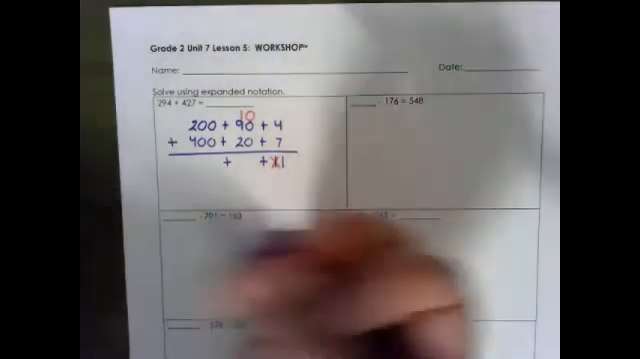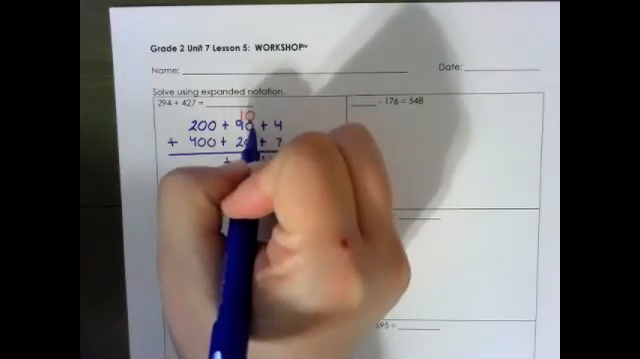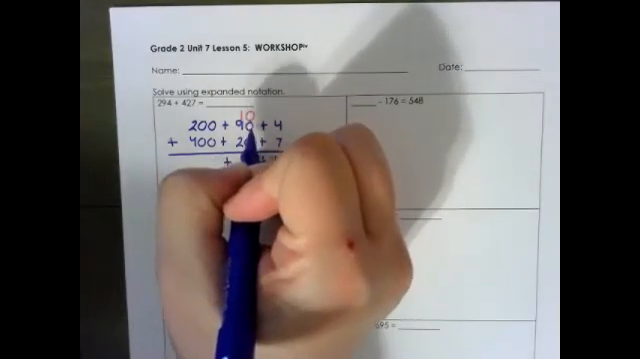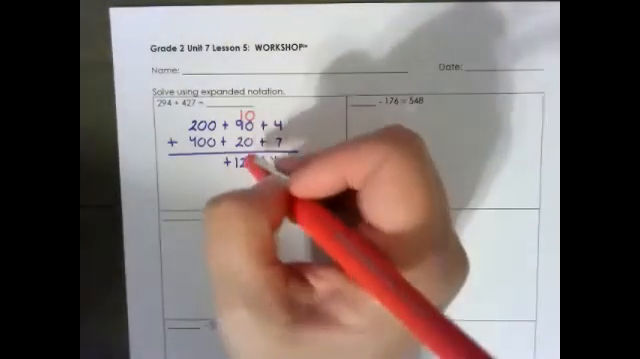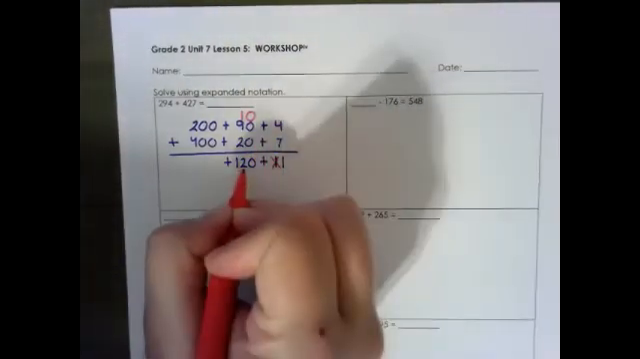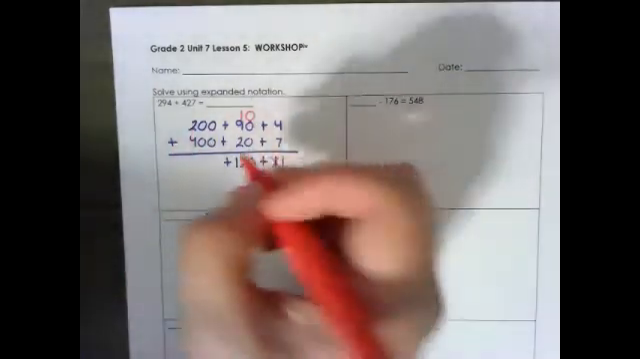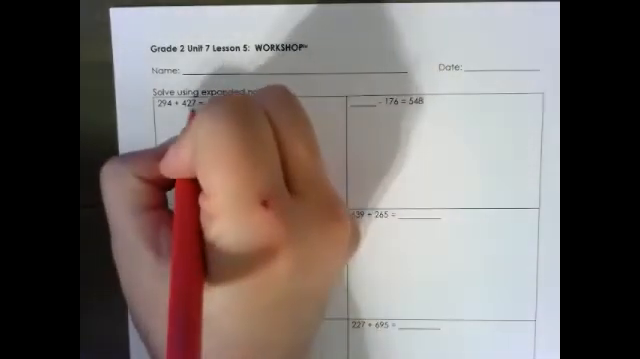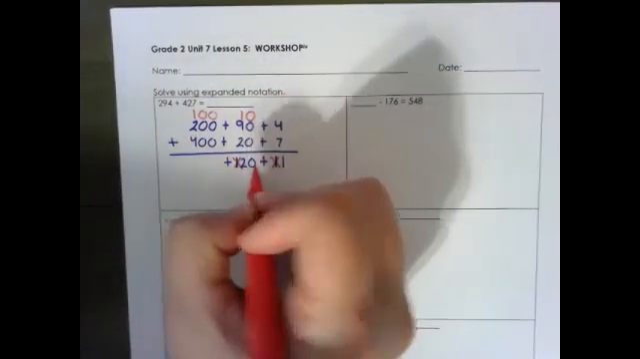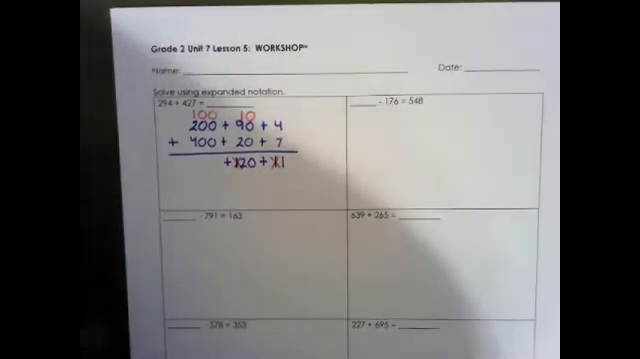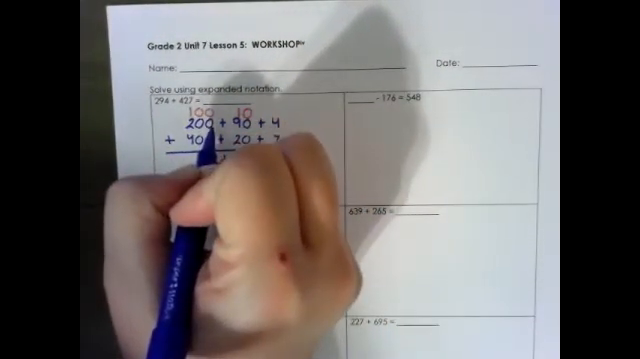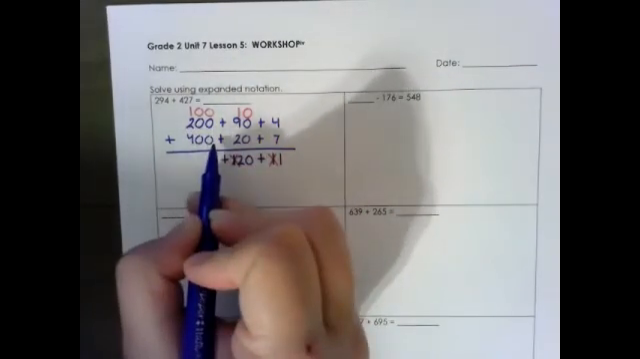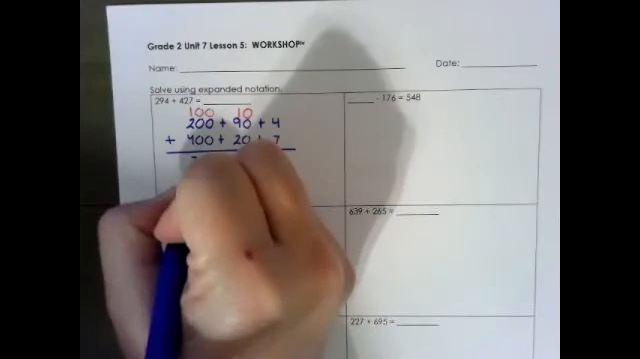Now let's add our tens. 10 plus 90 is 100. 100 plus 20 is 120. Once again, when we're adding our tens and we have 10 tens, which is 100, we need to regroup. Let's regroup 100 and leave the 20 tens. Now let's add our hundreds. 100 plus 200 is 300. 300 plus 400, you got it, 700.